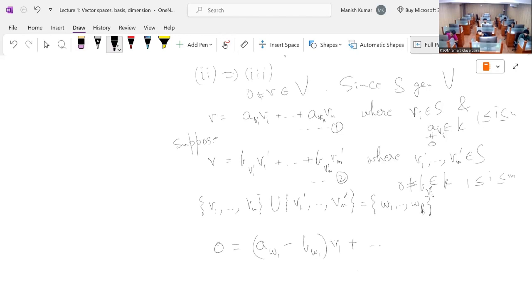So some of these may possibly be zero. You declare a_wi to be zero if wi does not belong to v1 to vn. And similarly, b_wi to be zero if wi does not belong to v1 prime to vm prime. And then if you write this way, I hope it's making sense. So let me know if you have questions.